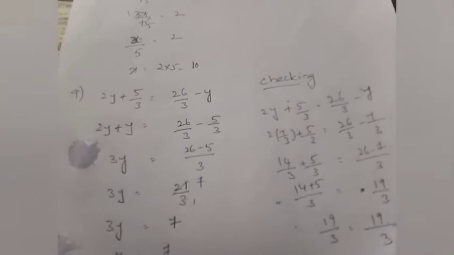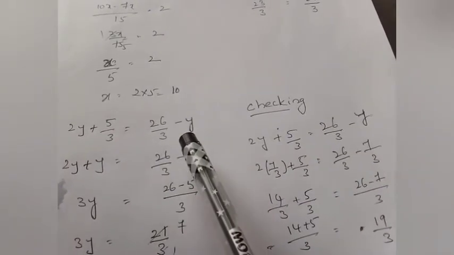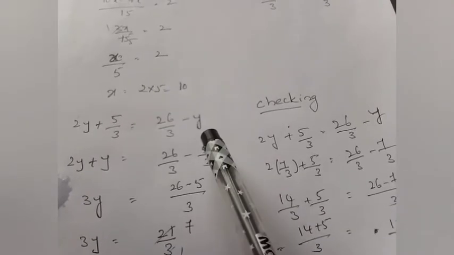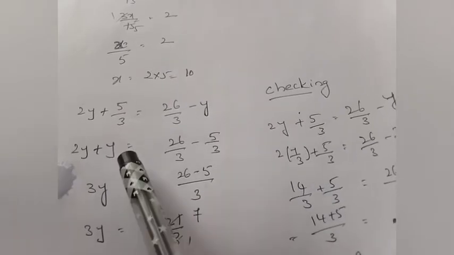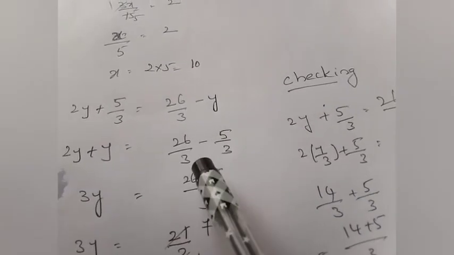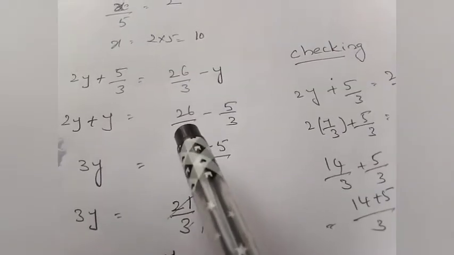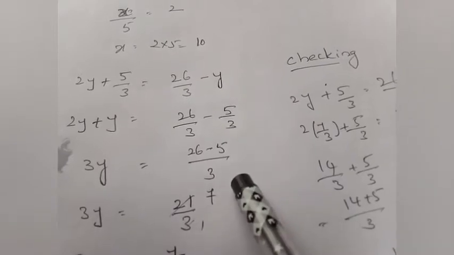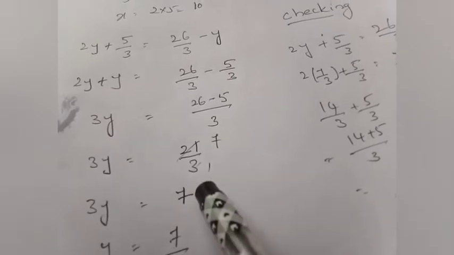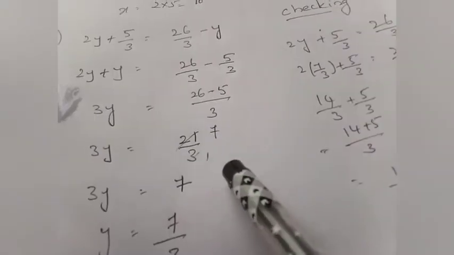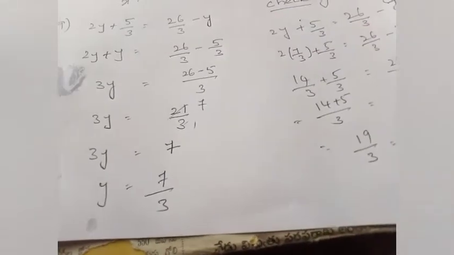Next, come to the ninth sum. 2y plus 5 by 3 is equal to 26 by 3 minus y. In the same way, bring all the variables to one side. So minus y becomes plus y. 2y plus y is equal to 26 by 3 minus 5 by 3. 2 plus 1, 3y is equal to 26 minus 5 by 3, that is 21 by 3. I am bringing this y this side, 3 this side. 3 sevens are 21. So 3y is equal to 7 and y is equal to 7 by 3.